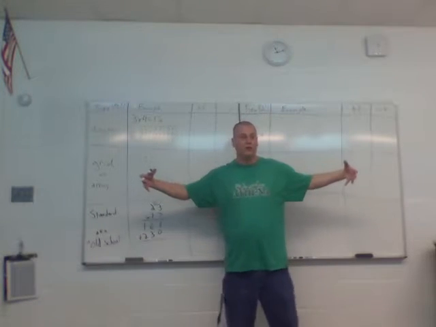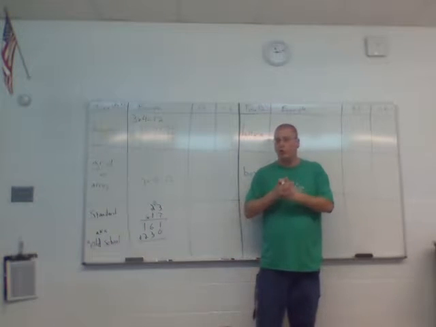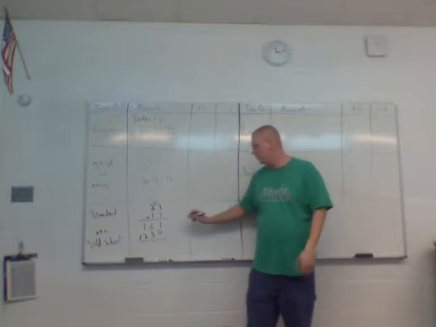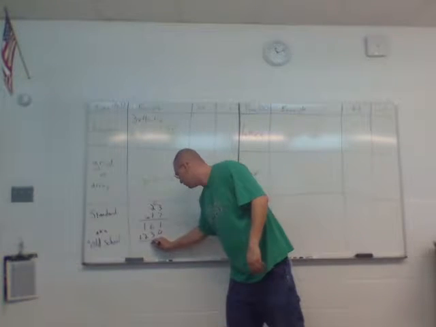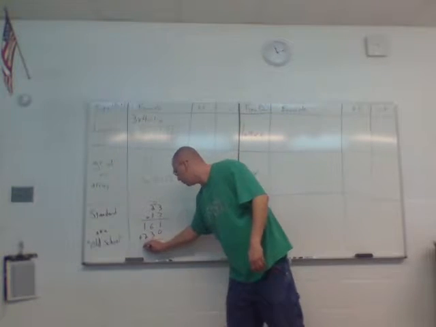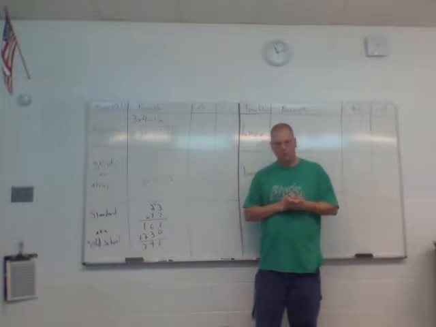So we did our ones column and our tens column separately. Now to get our total answer, we have to put the whole thing together. So 1 plus 0 is 1. 6 plus 3 is 9. 1 plus 2 is 3. Old school.